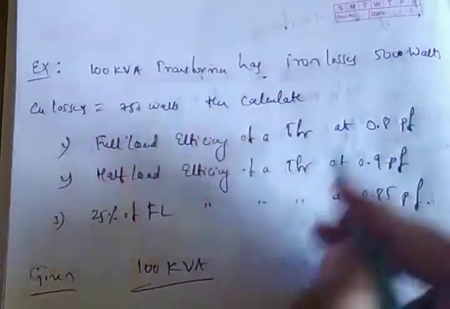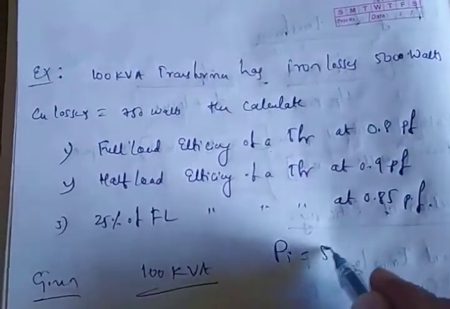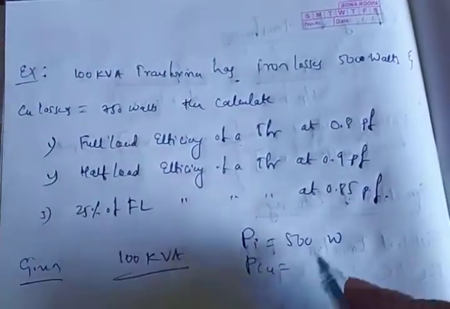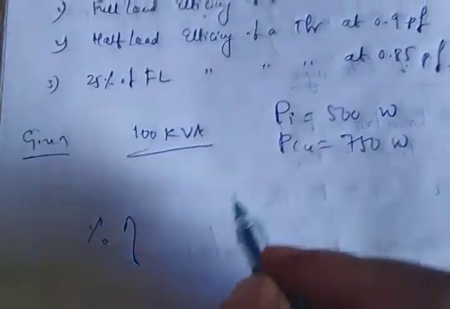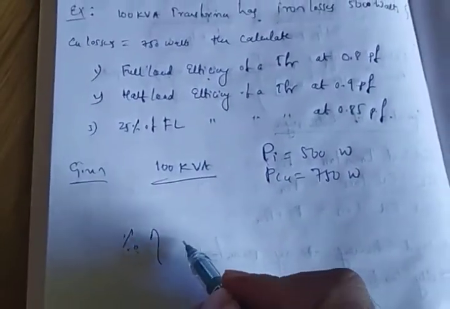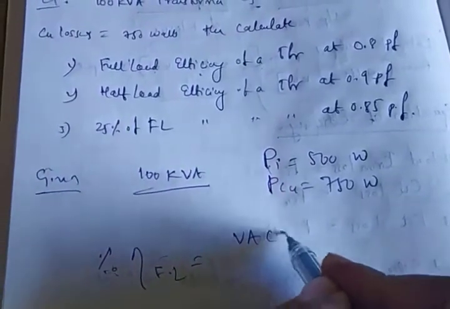The iron losses are given, that I will take as PI, that is 500 watts, and the copper losses I will take as PCU, that is given 750 watts. So calculate the full load efficiency. As I said earlier, full load means you can use the relation that percentage of efficiency at full load condition is equal to, the formula is VA cos phi divided by VA cos phi plus PI plus PCU, into 100, because we have taken in percentage.